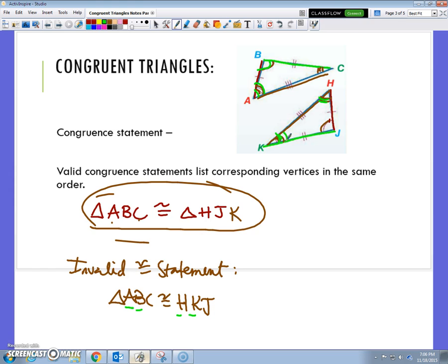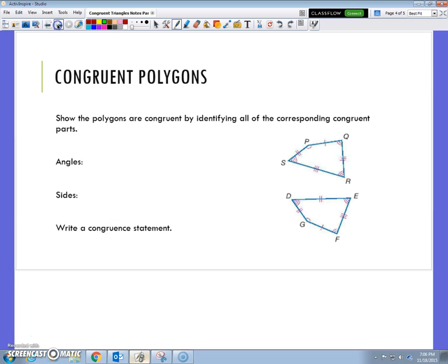So just make sure that when you're writing your congruent statements, all the segments and all the angles line up, so you can look just at the congruent statement and know which parts are equal. It's going to be very important for us. Now, as we're looking at these congruent polygons, we need to show they're congruent by identifying all the corresponding congruent angles and their corresponding sides, because in order for them to be actually congruent, they need to have the exact same segments and the exact same angles.